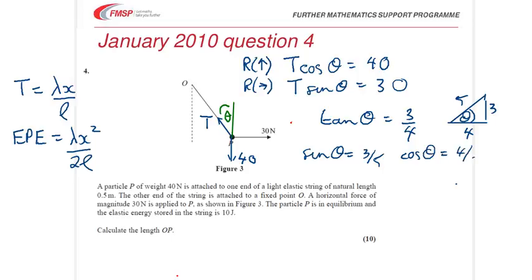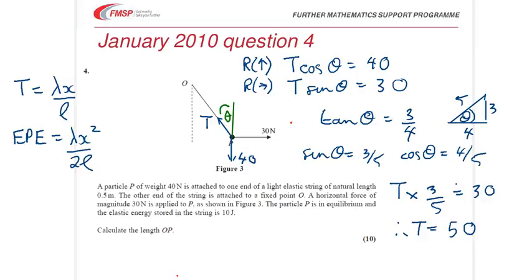Not only that, we can find the tension now. We could square and add because cos squared plus sin squared is 1. Or since cos theta and sin theta are so simple, let's just put sin theta into the second one. T times 3/5 equals 30, so T equals 50 newtons. Right, we found the tension in the string.